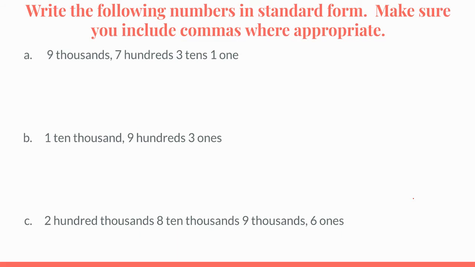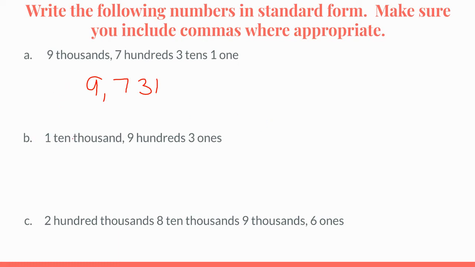So you're going to write the following numbers in standard form and make sure you include commas where appropriate. So go ahead and try A first. We have 9,000s, 700s, 3 10s, and 1 1. Write that in standard form. Okay, so we have 9,000s, 700s, 3 10s, and 1 1. And you might have noticed that when you double click on your presentation, a text box pops up and you can go ahead and type in the number.